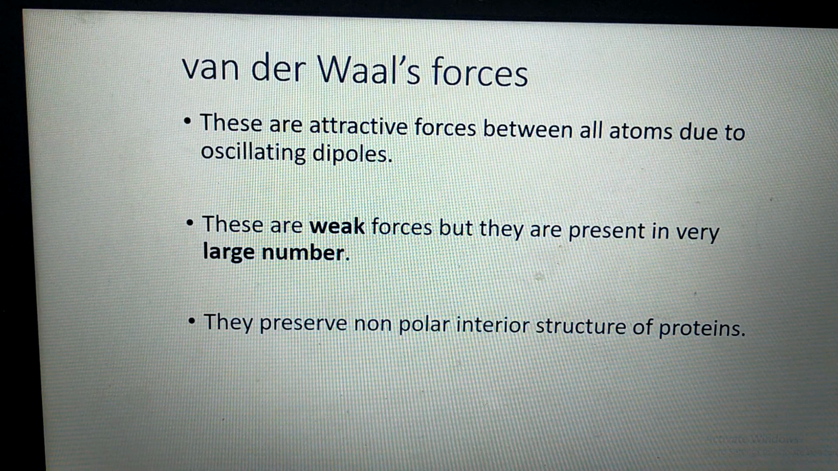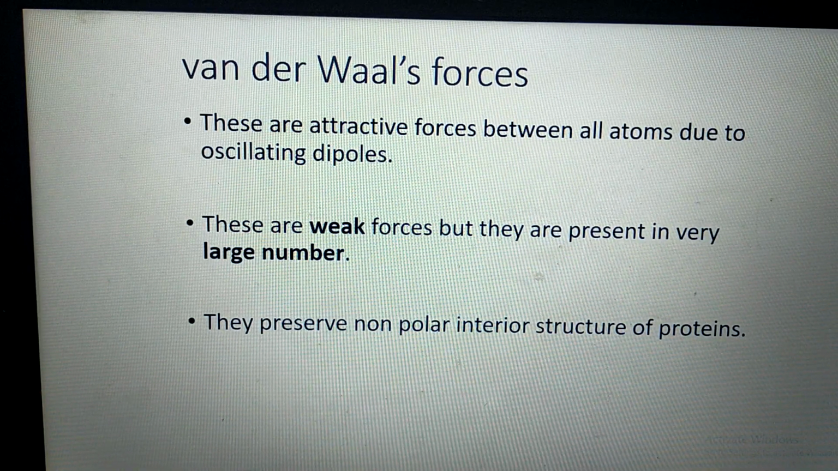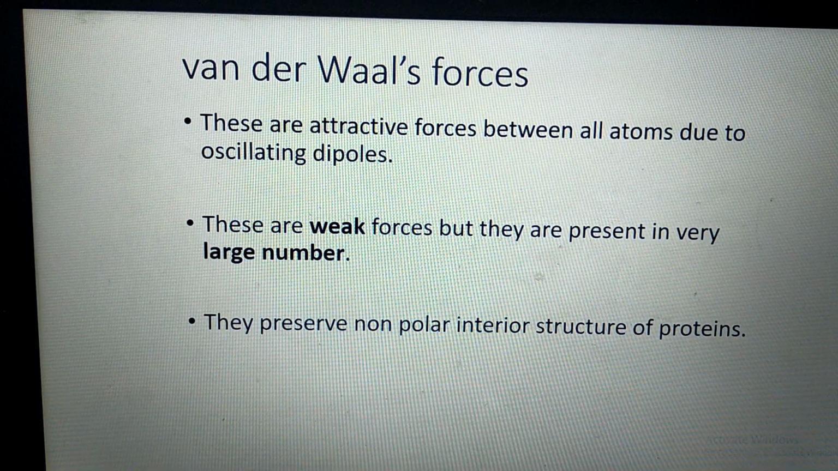These forces preserve the non-polar interior structure of proteins. When proteins are folded, then the non-polar part of the protein hides inside, and the polar part of the protein gets exposed to the surface. So van der Waals forces help in preserving the interior non-polar structure of the protein.